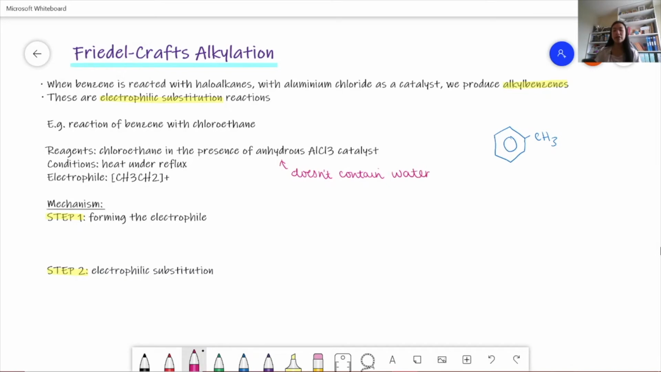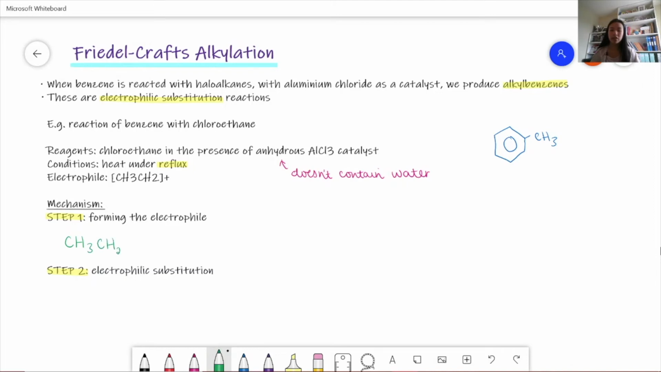The conditions we use are that we have it heated and under reflux, so that's when the condenser is on top of the heating flask. And the electrophile we're using is the CH3CH2+ ion. So the first step to this mechanism is always forming the electrophile. And so what we do is we add together the chloroethane with the aluminium chloride, the catalyst, to produce the electrophile.